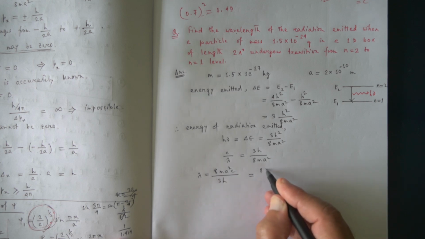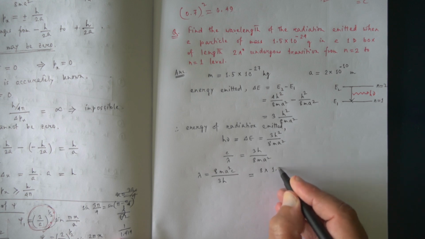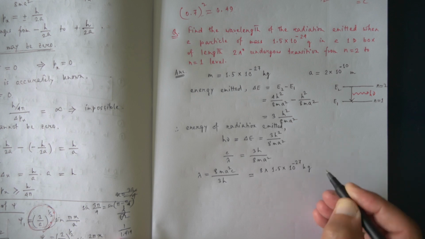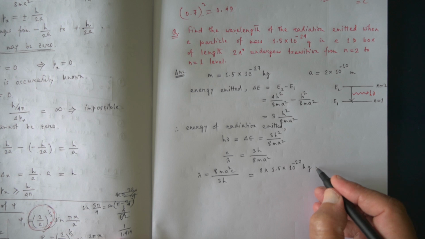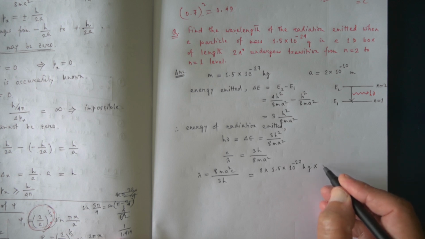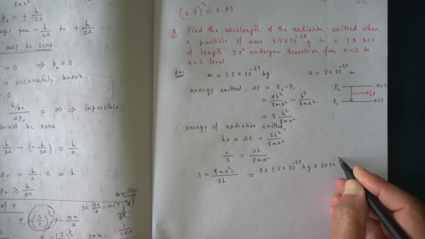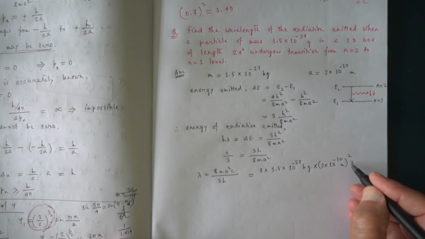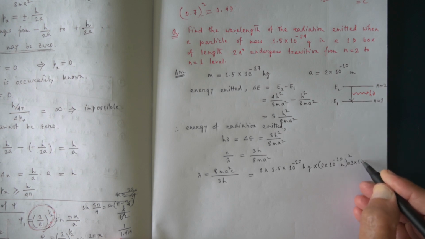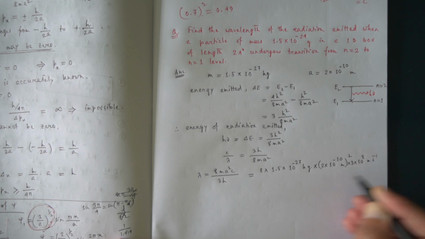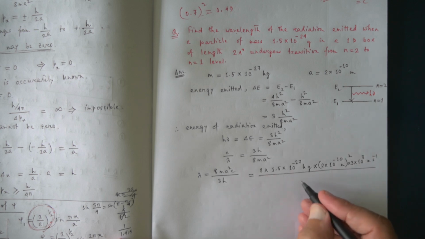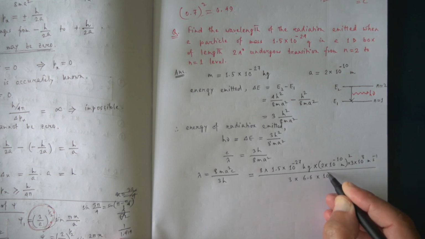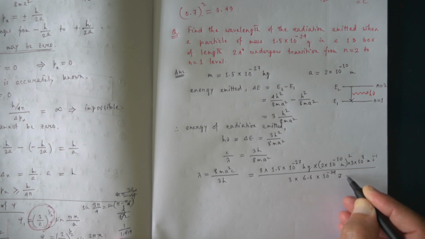That is equal to 8 times the mass, 1.5 into 10 to the power minus 27 kg, times a square, which is 2 into 10 to the power minus 10 meter square, times c, which is 3 into 10 to the power 8 meter per second, divided by 3 into 6.6 into 10 to the power minus 34 joule second.